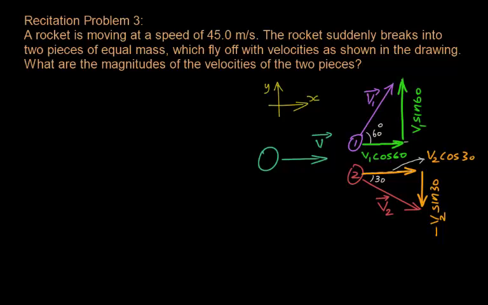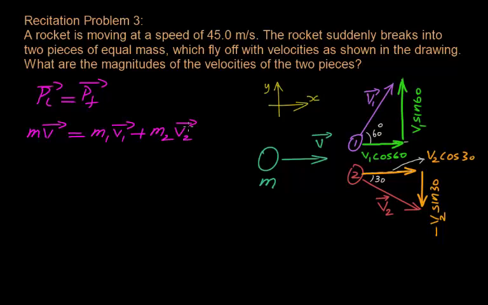Now we are ready to start solving for the question. The momentum before the collision equals the momentum after the collision. Pi equals Pf. Initially I have only one object, which is the entire mass. Let me call it m. mv, v is the velocity of the rocket before the explosion, equals m1 v1 plus m2 v2.